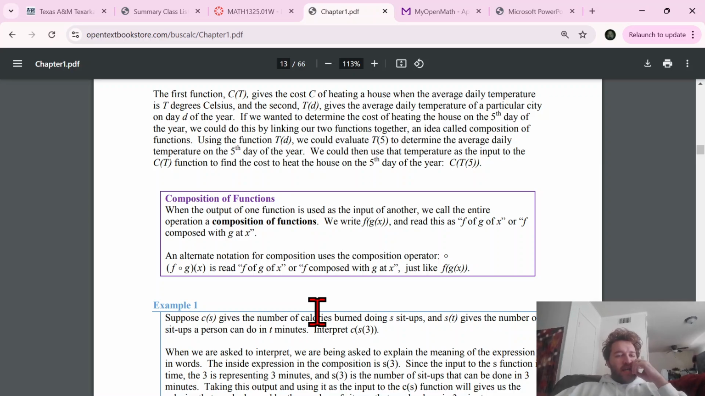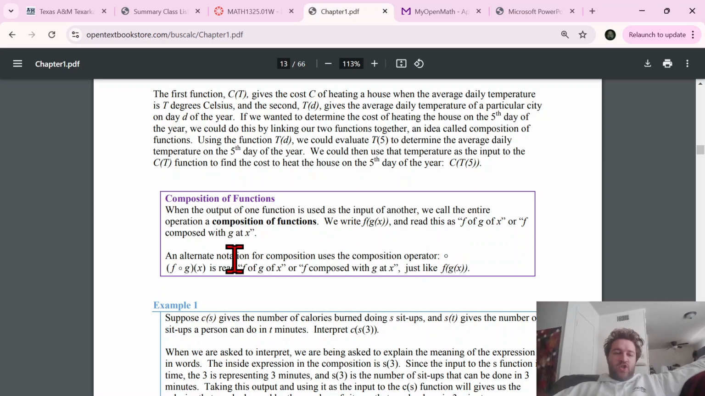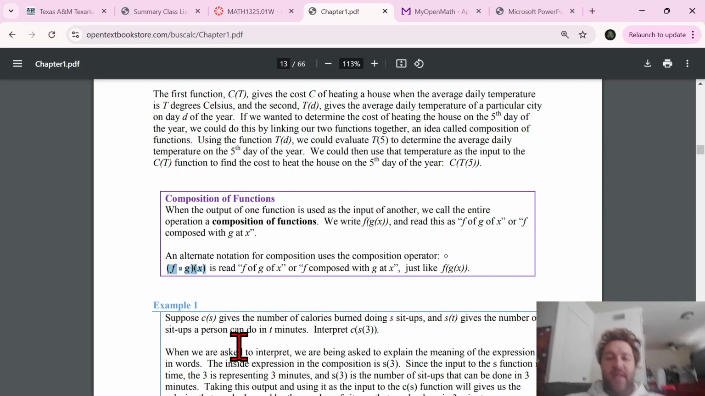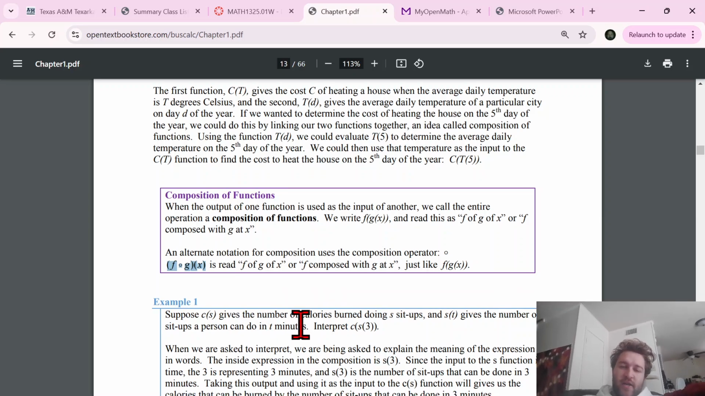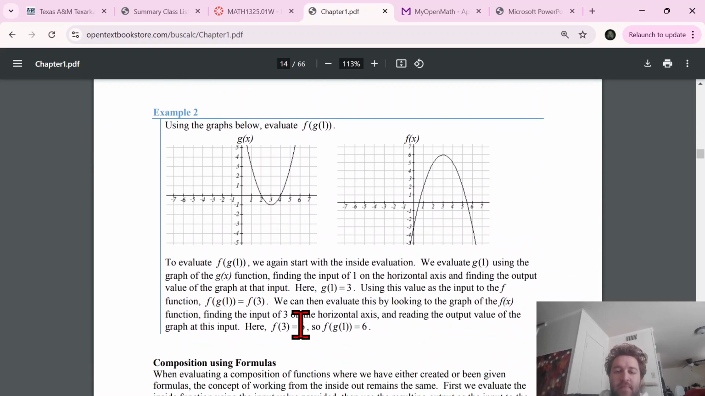Now, the biggest thing in this section has to do with the composition operator, which is this open circle. The biggest thing I want you to know here is that this is not F times G. So if you read this highlighted section here, that does not say F times G of X. What that says is copy down the function f and then replace all the copies of x in that function with a copy of the function g of x. So I know that's kind of crazy, but that's the idea.